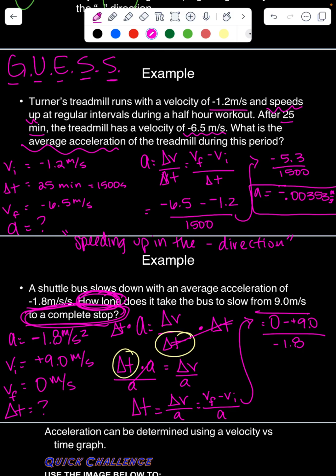All right, so that 0 minus something is going to make that top one negative. So that top is going to be negative 9 divided by negative 1.8. And that should make sense because we're solving for time and we can never have a negative time. So negative 9 divided by negative 1.8 should give us 5 seconds. So it took 5 seconds for the bus to slow down from 9 meters per second to a complete stop.